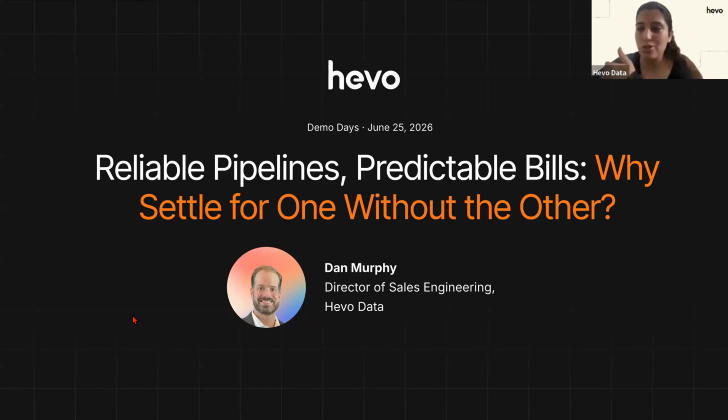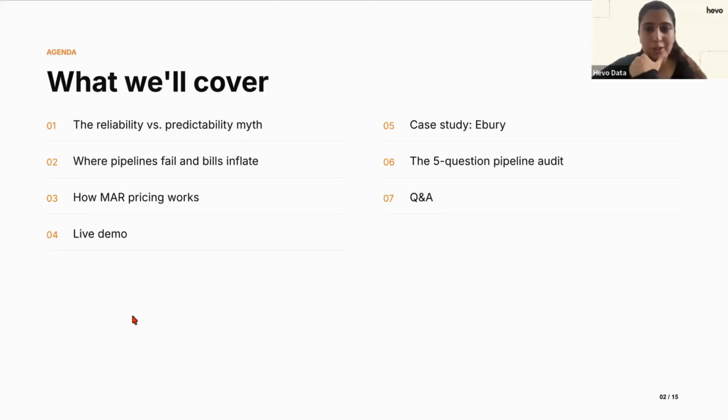So let me just run you quickly through the agenda, and then I'll hand it over to the expert himself, Dan Murphy, who'll walk us through all of these. So today we'll be discussing reliability versus predictability. Why is it a myth? Where do pipelines fail, and where is your actual bill inflating?